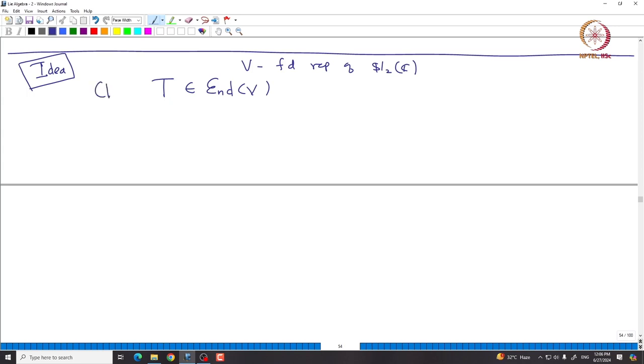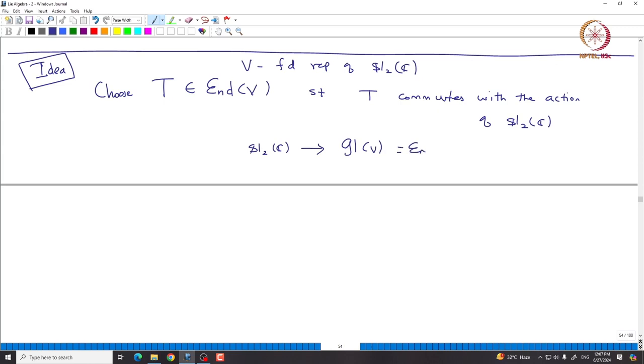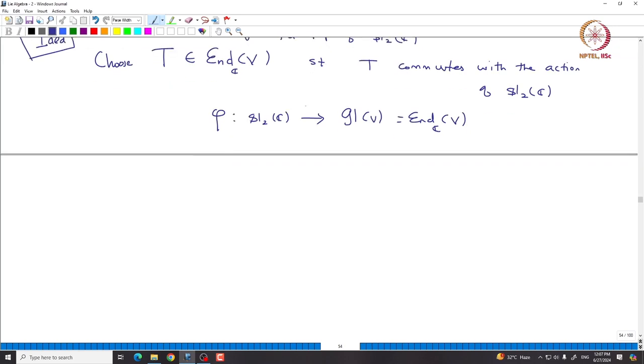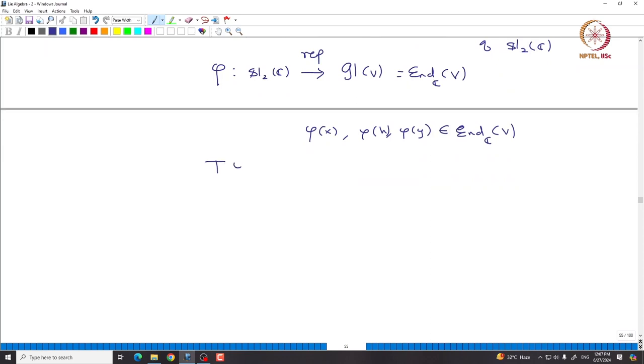So now choose this operator T inside the endomorphism of V such that T commutes with the action of sl2c. So basically you are looking at the map from sl2c to GL of V, which is the endomorphism of V. So you have a map phi, which is the representation. So we have phi of x, phi of h and phi of y, all of them are elements inside the endomorphism of V. Now I want T such that it commutes with all of them, and so on.